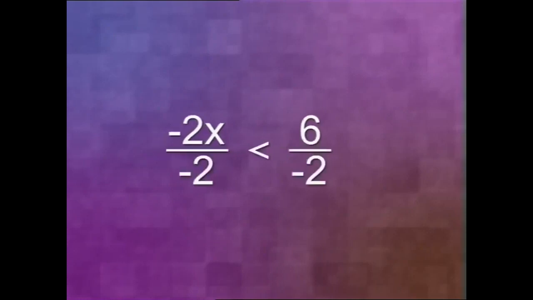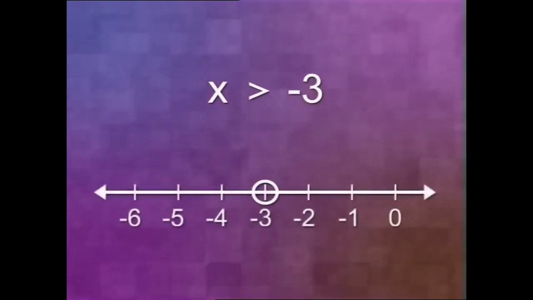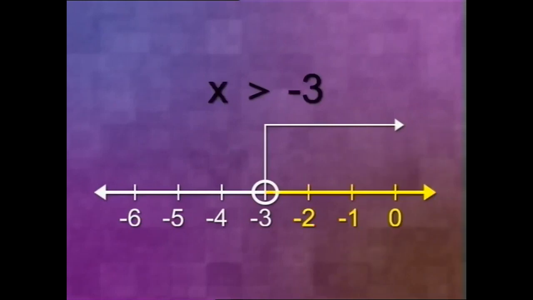Both sides of the inequality sign are divided by a negative number, so the inequality is reversed. The result of this linear inequality in one unknown should show x is greater than negative 3, and its graphical representation on a number line should be like this. The answer is x is greater than negative 3.